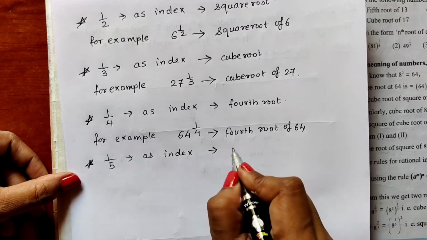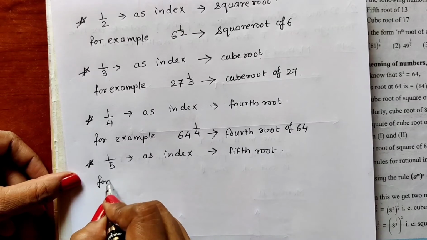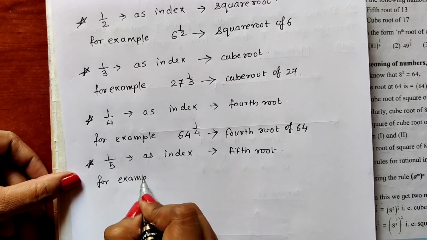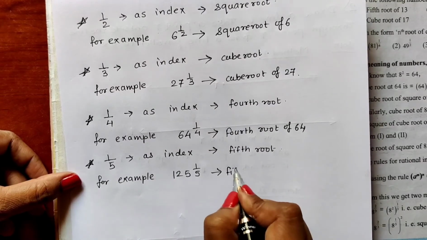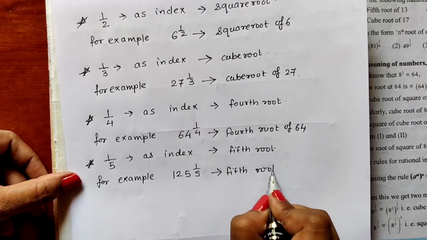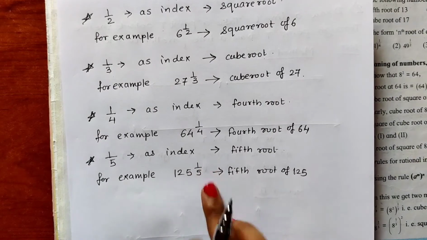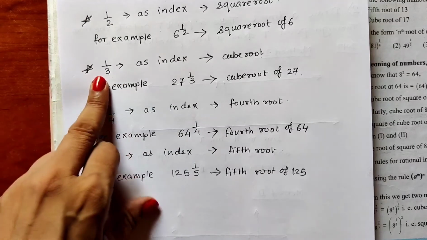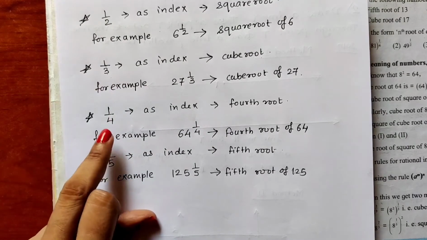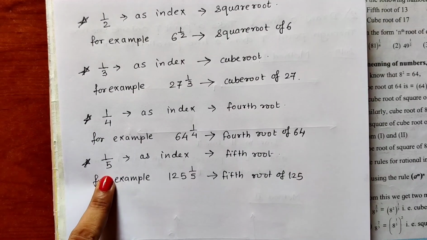Okay. Then if 1 upon 5 is there as the index, it means what? Fifth root. For example, 125 raised to 1 upon 5 means fifth root of 125. So in this way, depending upon the number written as the index, we can write the root. For square root, we write 1 upon 2. For cube root, 1 upon 3 as the index. For fourth root, 1 upon 4. For fifth root, 1 upon 5. In this way, we have to express the numbers.